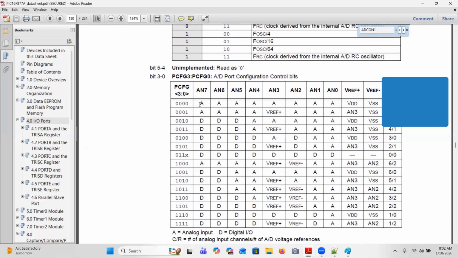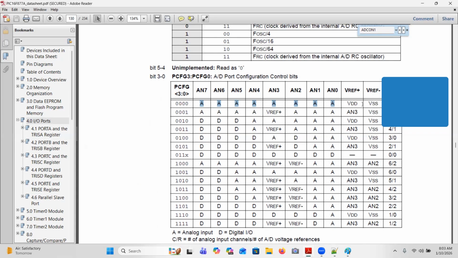I told you, there will be a configuration because these pins are multiplexed. The port A pins are multiplexed. They can be used as an analog input pin as well as a digital IO pin. So to configure that only, they use PCFG3 to PCFG0, totally 4 bits. When you set those 4 bits to 0, AN0 to AN7 are all analog, meaning that you use the pins dedicated for ADC as analog input pins. Got it? Right. All pins are that one.